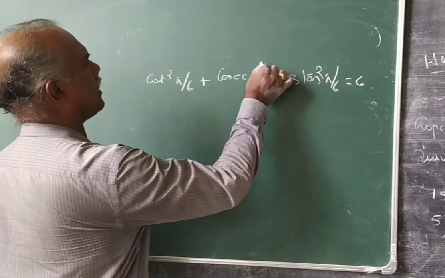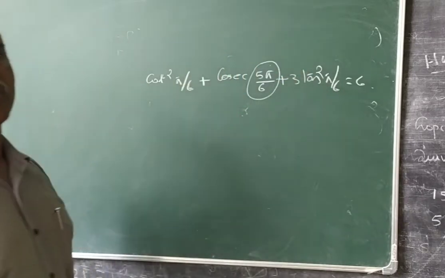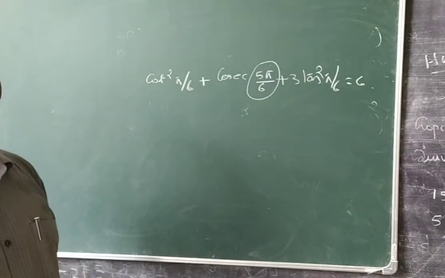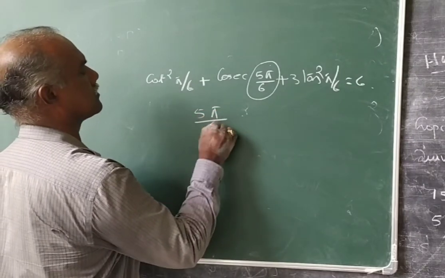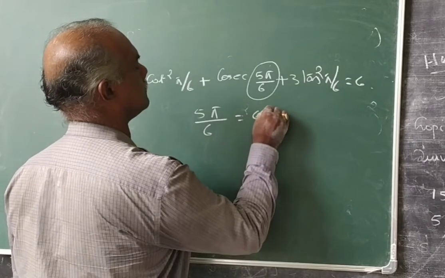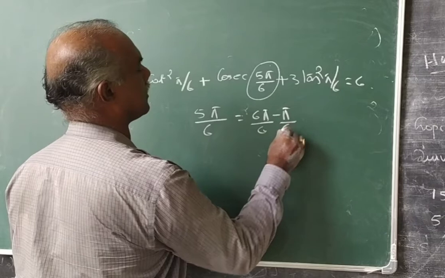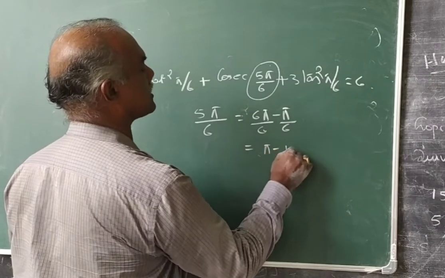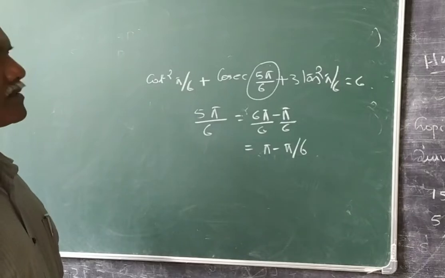The only angle which is not in the standard form is 5 pi by 6. So we take this 5 pi by 6 as the nearest multiple of 6 minus pi by 6. This is pi minus pi by 6.